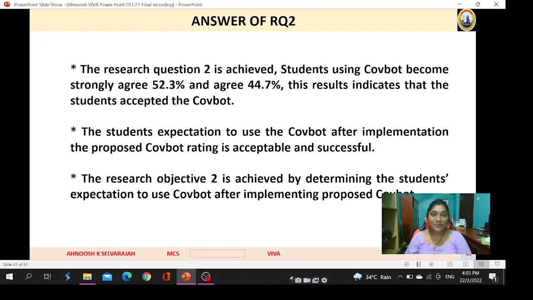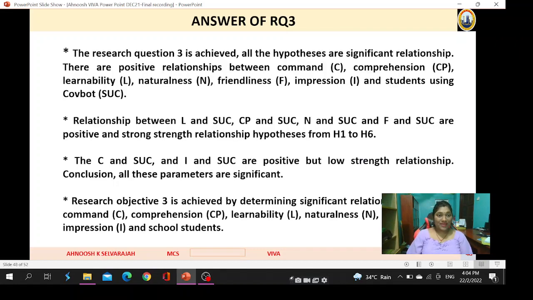For the answer to research question 2, it was achieved because it has strongly agree 52.3% and agree 44.7%. The objective is achieved by determining the students' expectation to use Curvebot after implementing the proposed Curvebot. For research objective 3, it is achieved. All the hypotheses show a significant relationship. There are positive relationships between the parameters and students using Curvebot. The relationships between learnability and SUC, comprehension and SEC, naturalness and SEC, and friendliness and SUC are positive and strong. But command and SUC and impression and SEC are positive but low strength relationships.